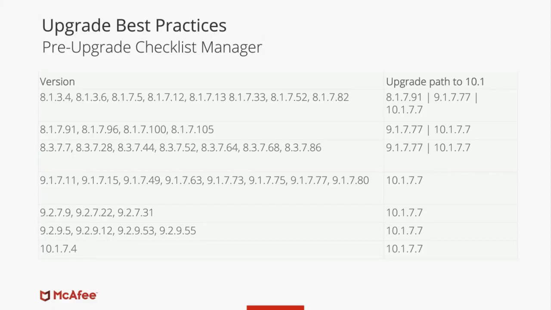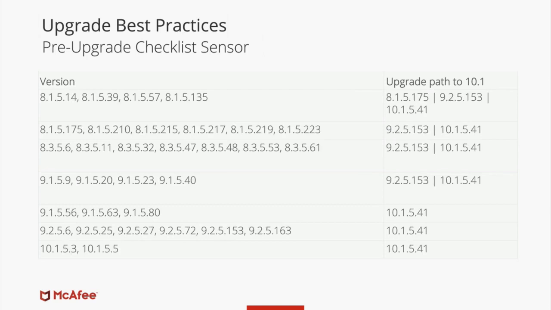For sensors, we have roughly the same situation. Any versions older than 9.2.5.153 will need to stop at 9.2.5.153. For 9.1, it's a little bit more complicated, because up through 9.1.5.40, the next step is 9.2.5.153, but 9.1.5.56 or newer can go straight to 10.1.5.41. Anything on 8 will have to stop at 9.2 before going to 10.1.